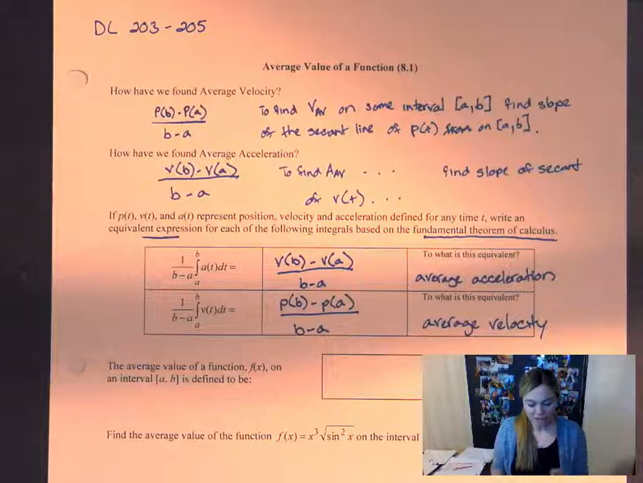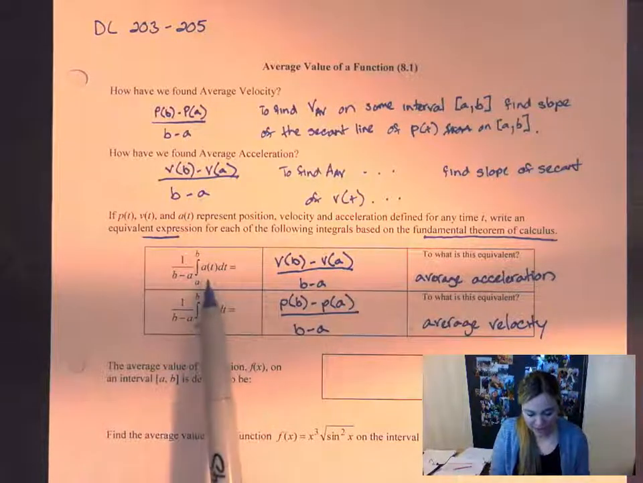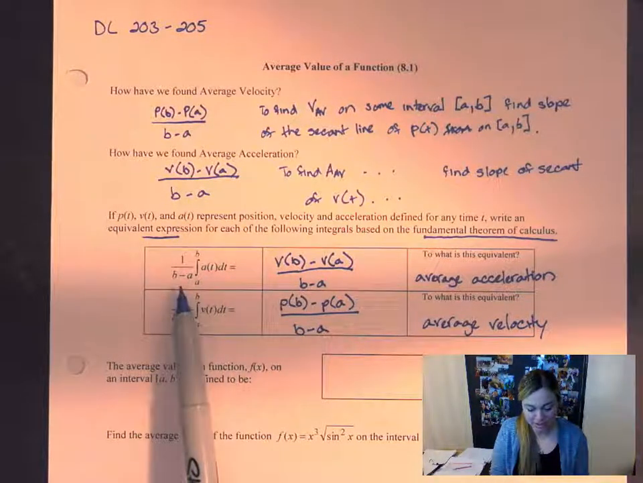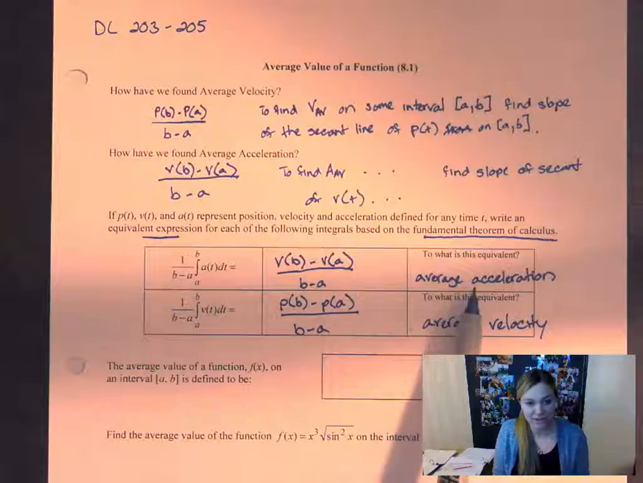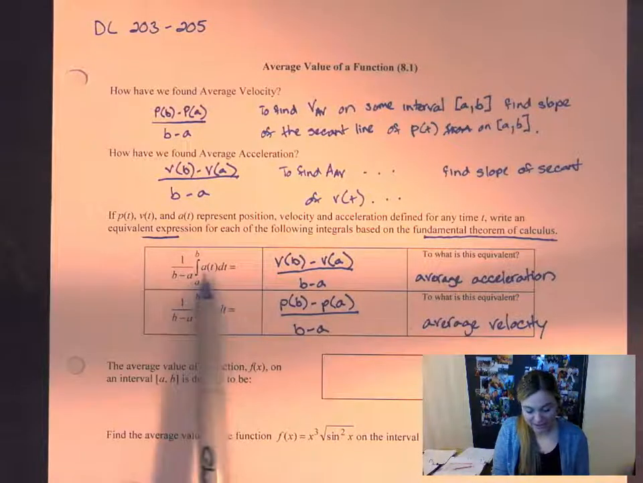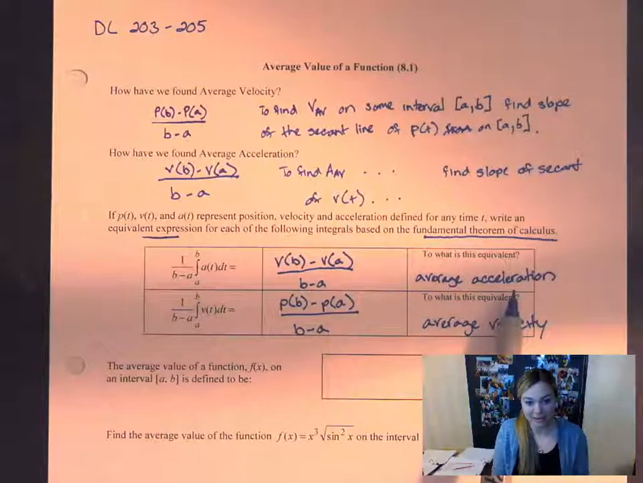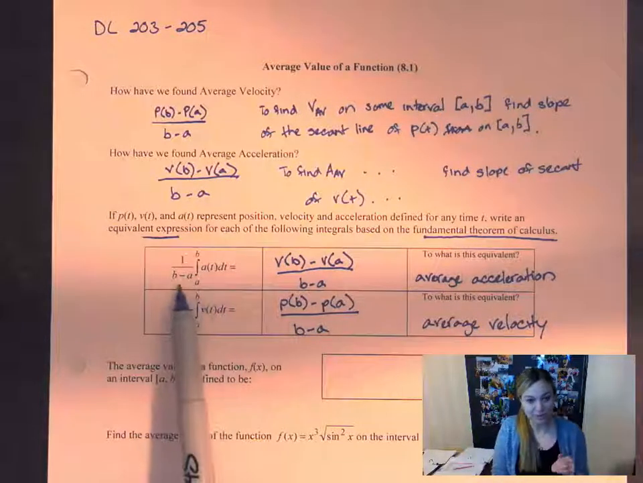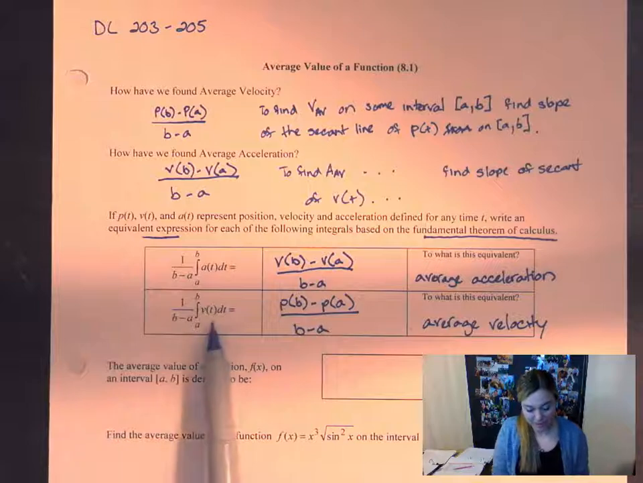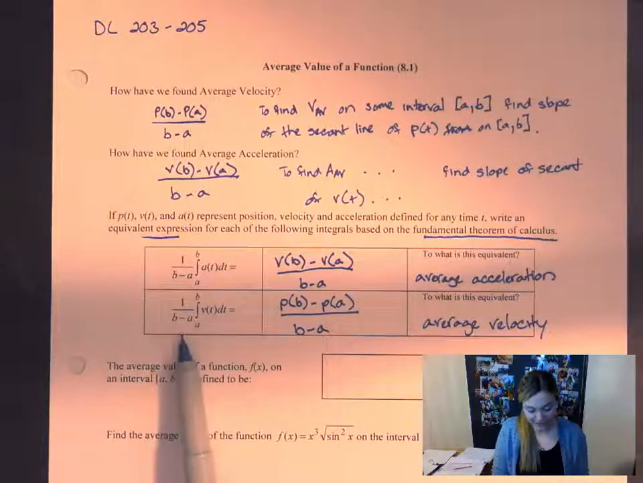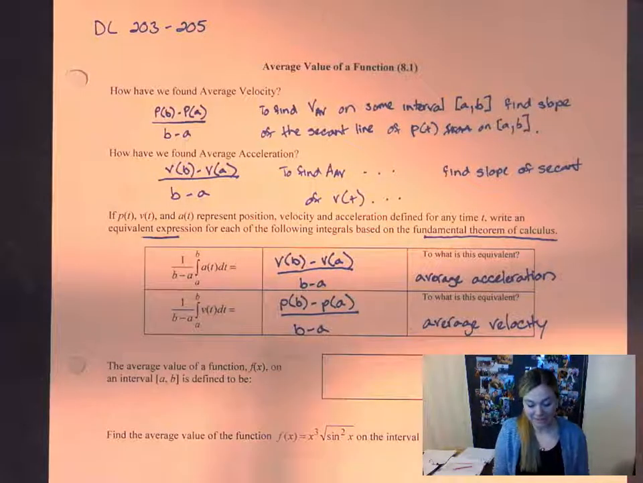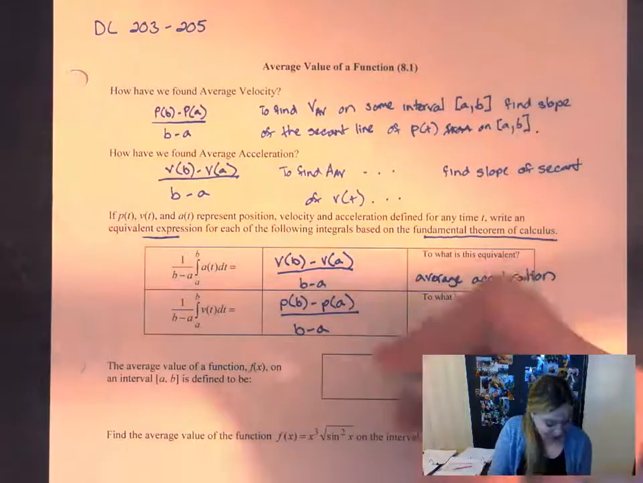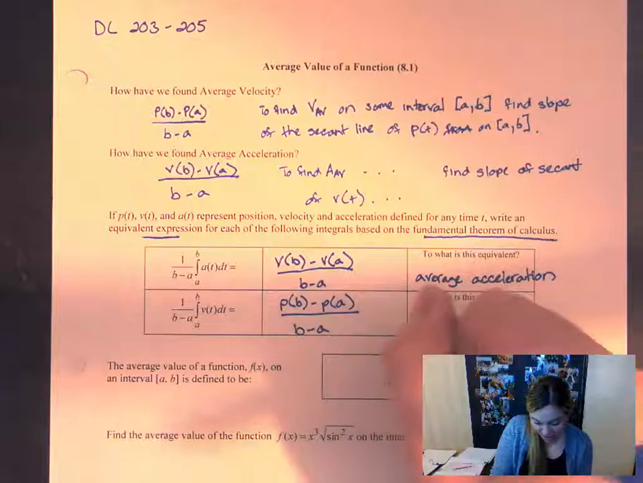Ta-da! Do you notice how in this first one I integrated A of T and then I divided by B minus A and I got back to average acceleration? So there's A of T inside this integral and then now I'm suddenly back in that same place. So integrated, this is like taking the slope again when you divide by B minus A. Same thing here, I'm integrating, dividing by B minus A, I'm back to velocity. We can actually do this with any function. If I start with some function, let's say f of x.